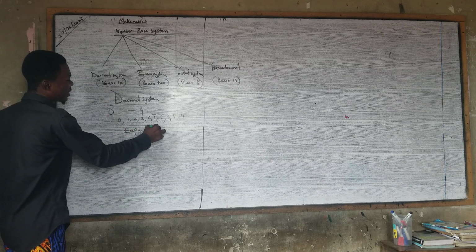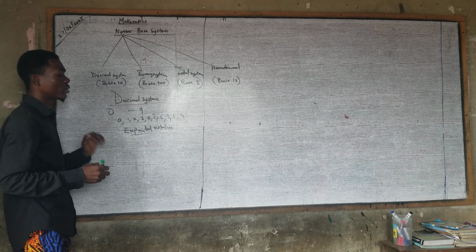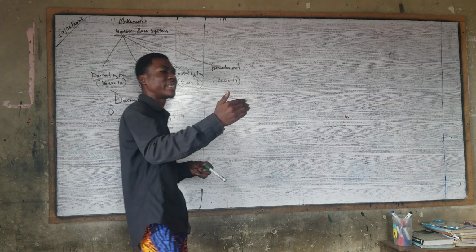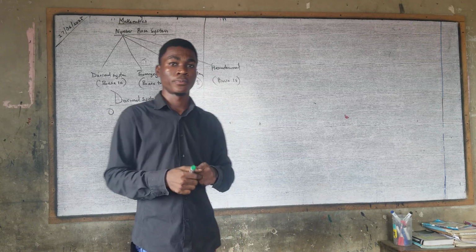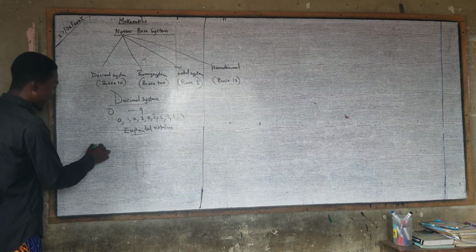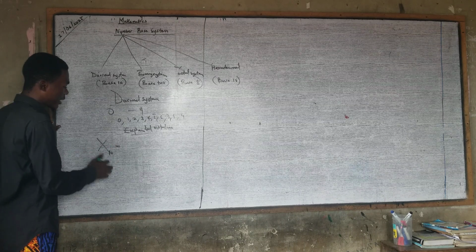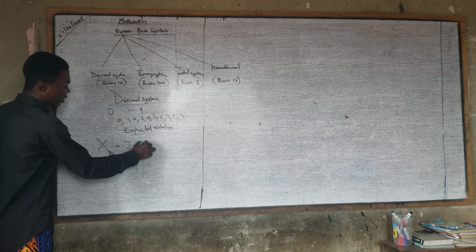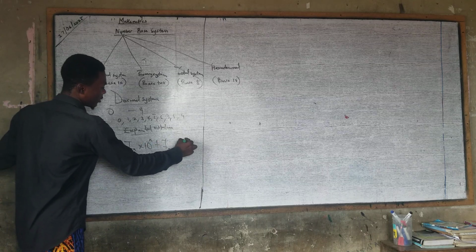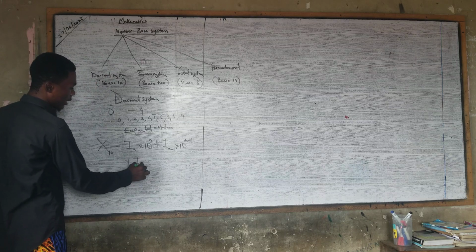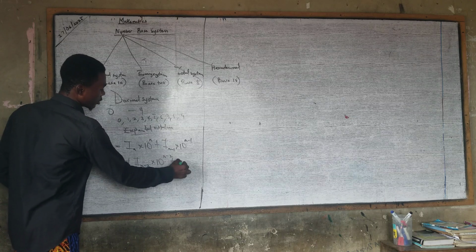Concerning this decimal system, we have what is called the expanded notation. The expanded notation tells us how we can break down a number in base 10 into an expanded form. For example, if I have x at base 10, the expanded notation of x base 10 means a_n times 10 raised to the power n, plus a_(n-1) times 10 raised to the power n-1, plus a_(n-2) times 10 raised to the power n-2, and so on and so forth.